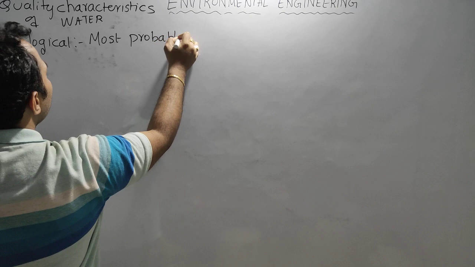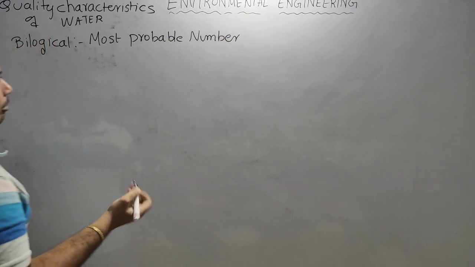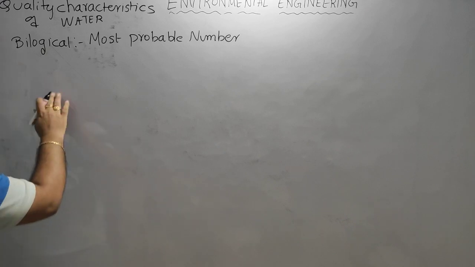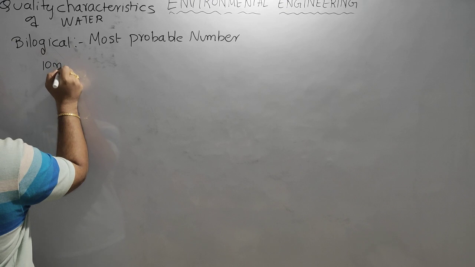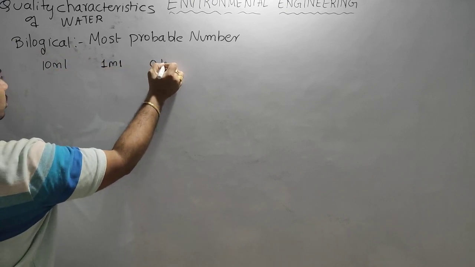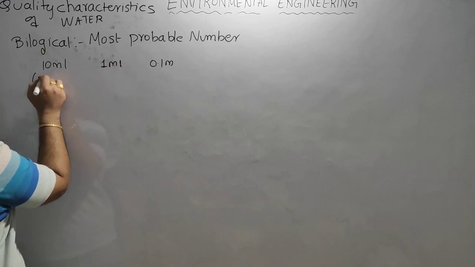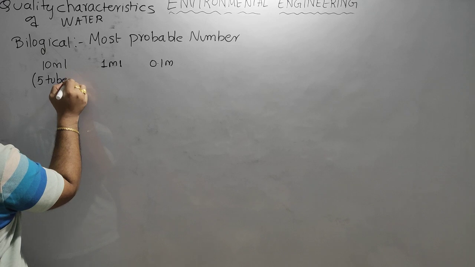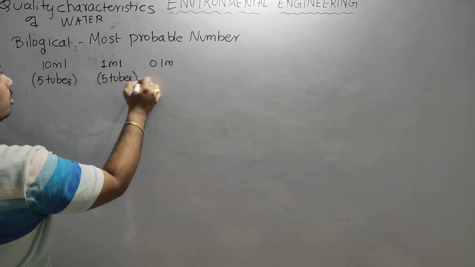Most probable number. So we will take different samples. For example, we have taken some kind of water. We take 10 ml dilution, 1 ml dilution and 0.1 ml dilution. We have taken 5 tubes of each of these.